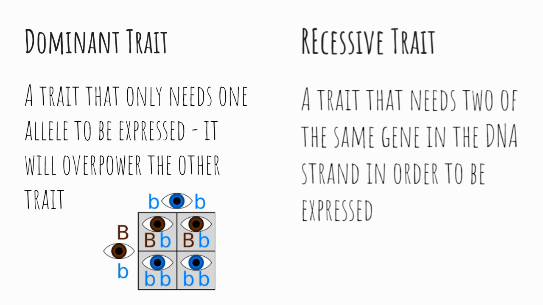Recessive traits need two of the same alleles in order to be expressed. So for blue eyes, you need two blue-eyed alleles. If I had one brown-eyed allele and one blue-eyed allele, I would only have brown eyes. But if I had two blue-eyed alleles, I would have blue eyes.